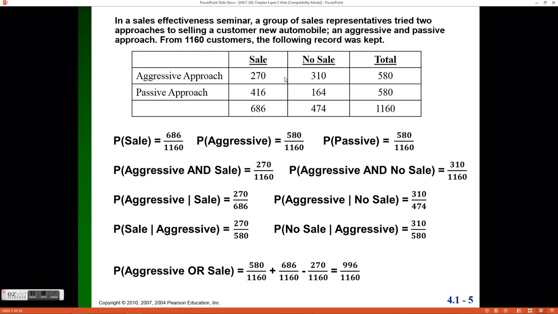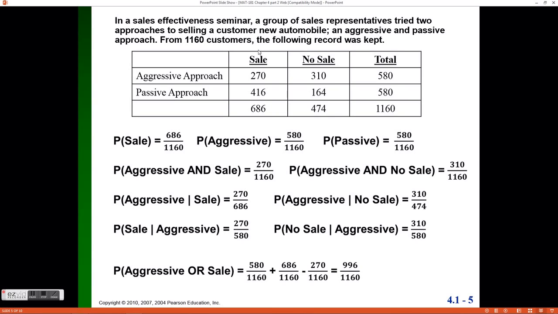Within each row, the data is broken down on whether or not a car was sold or not sold. So for the aggressive approach, there were 270 sales and 310 no sales, while for the passive approach there were 416 sales and 164 no sales, both of them totaling 580.